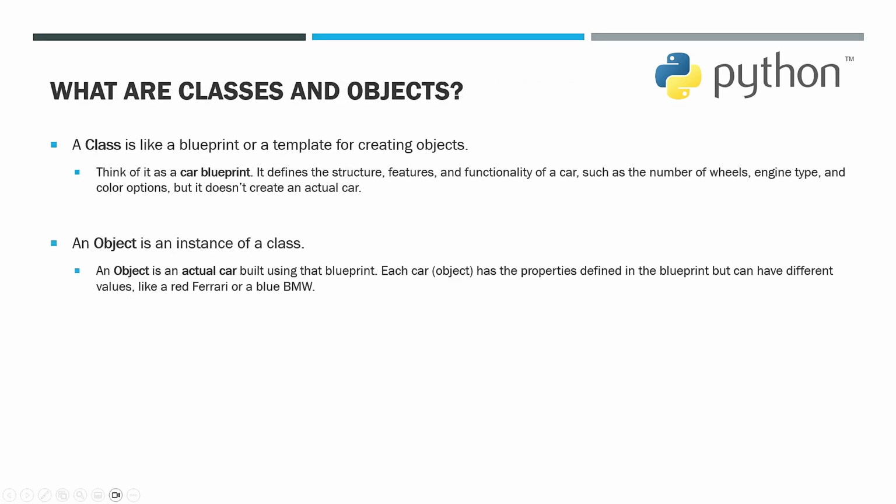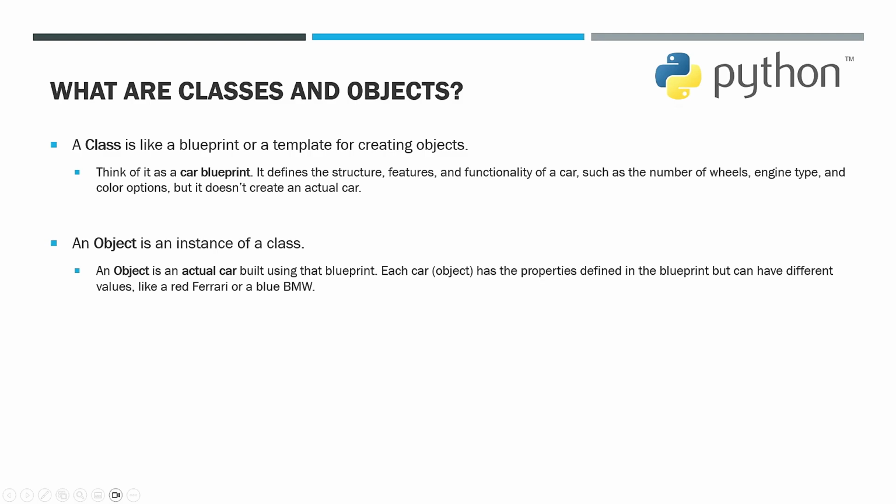What are classes and objects? A class is like a blueprint or a template for creating objects. Think of it as a car blueprint. It defines the structure, features, and functionality of a car, such as the number of wheels, engine type, and color options, but it doesn't create an actual car.